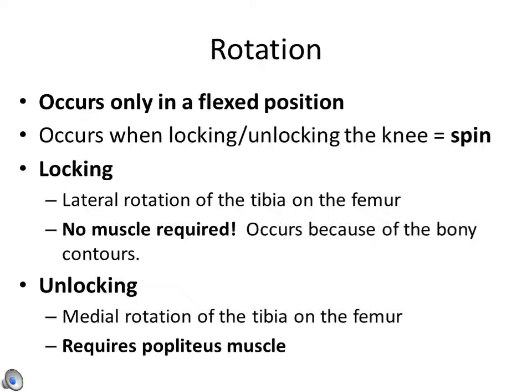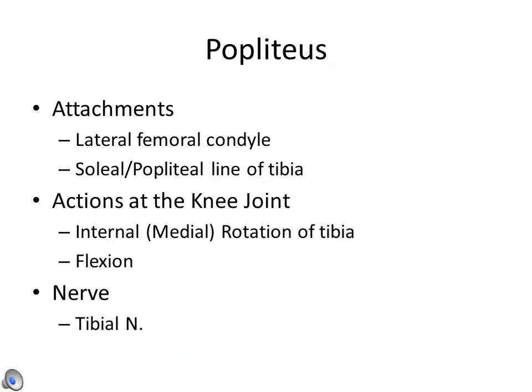In order for the knee to unlock, this does require the contraction of the popliteus muscle. The popliteus muscle will contract during flexion of the knee to medially rotate the tibia on the femur. The popliteus muscle is found deep on the posterior aspect of the knee joint. Its attachments are the lateral femoral condyle and the soleal or popliteal line of the tibia. Its actions are to internally rotate the tibia and also flex the knee. The innervation of popliteus is the tibial nerve.